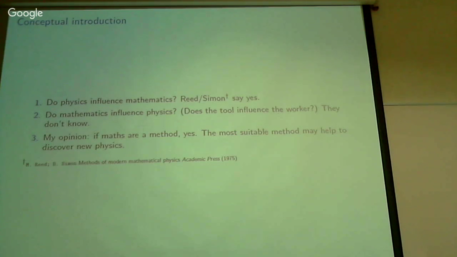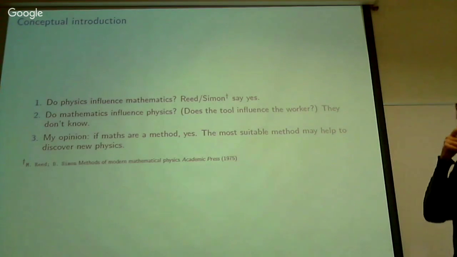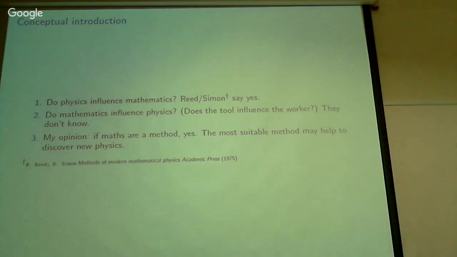So, now I want just to give some general ideas. The first: does physics influence mathematics? If you know this book, Reed and Simon, Methods of Modern Mathematical Physics, it is a quite classical book of mathematical physics. If you read the preface of this book, the authors say that yes, physics influences mathematics. The reason is that physics is a source of problems, and mathematicians study these problems in a mathematical way. And that's the influence of physics on mathematics.